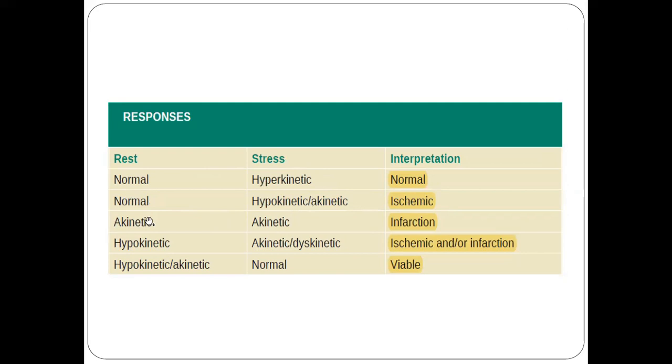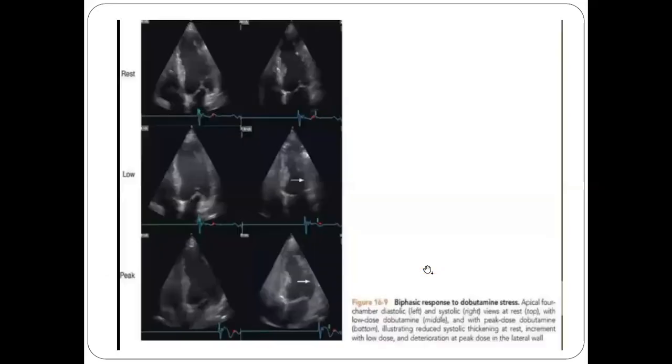At rest, if it was akinetic and after Dobutamine there is still no movement, the tissue is already infarcted, dead, or necrosed. If at rest it was hypokinetic and it becomes akinetic or dyskinetic, the tissue is again ischemic or infarcted. If at rest it was hypokinetic or akinetic, and with stress, that is Dobutamine, it becomes normal, it means the tissue is viable.